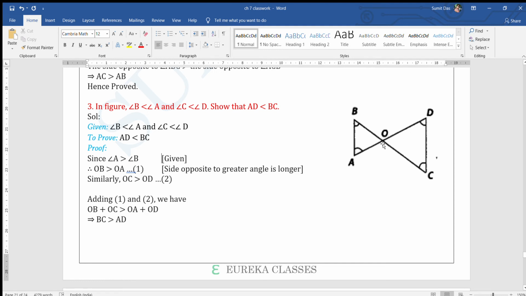OB plus OC means the full BC length. And OA plus OD is AD. So we can prove BC is greater than AD. Because we have to prove this, therefore we can write AC less than BC. Number 3 is a very easy question.